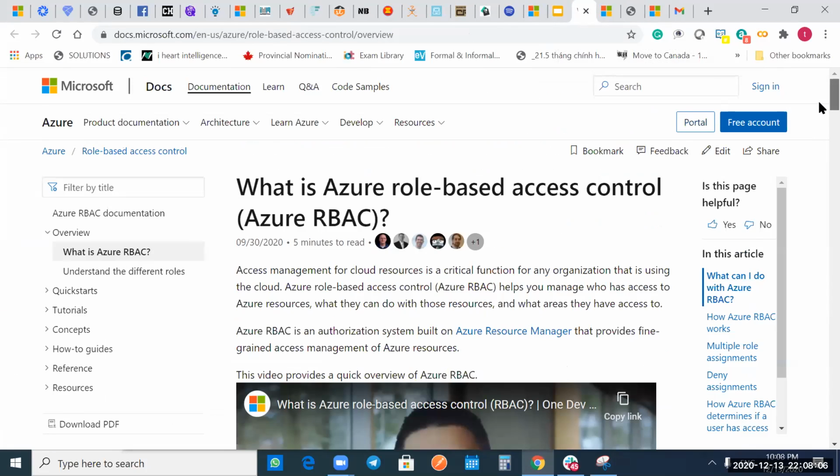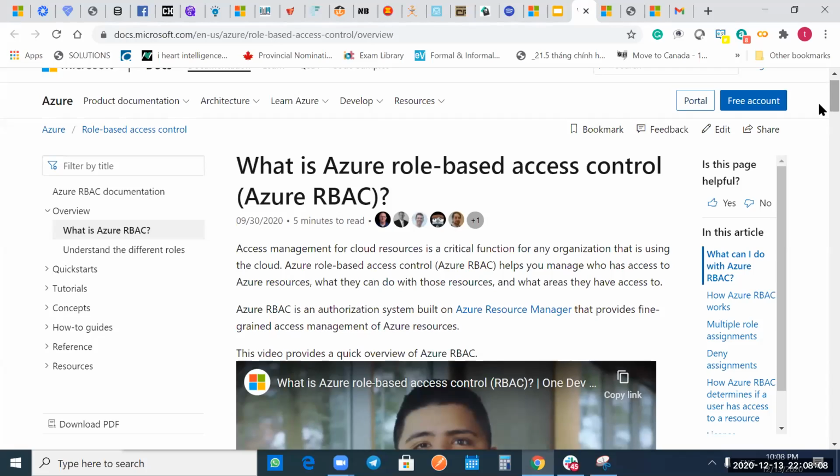Okay, so what is Azure RBAC? Basically, it helps you manage who has access to the Azure resources, what they can do with those resources, and what they have access to. If you have studied the MCSA certificate before, then it's very similar to that. You have Windows Server, and you define, for example, which data this group can access and what services it can use. This is the same concept in role-based access.